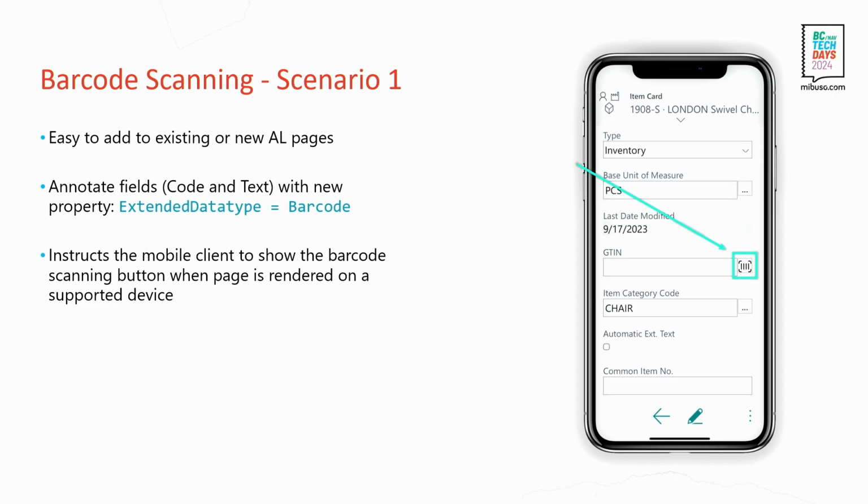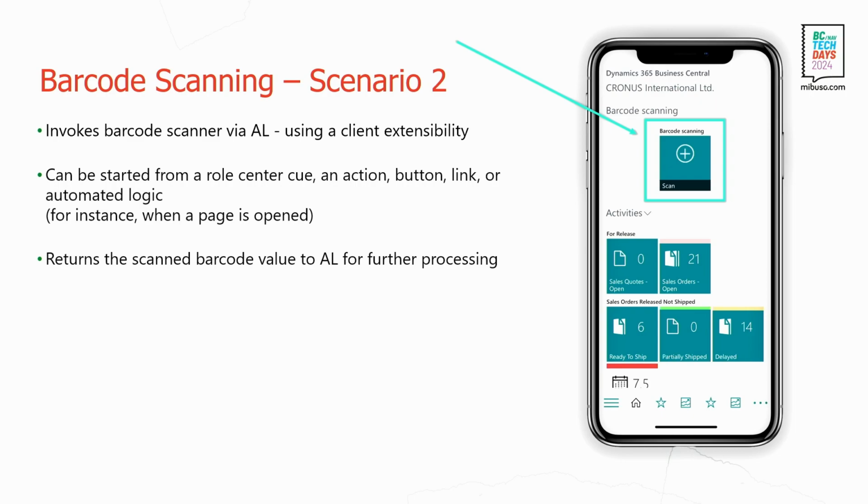Maybe just, perfect, nice, thank you. So scenario number 2 invokes the same capability that you've seen previously. It's just that we made it extensible, and you have to code specific AL code for that. It can be started from a role center queue, an action, a button, a link, or some automated logic. For example, when a page is opened, and then when you scan something, it will return the scanned barcode value to AL for further processing, and I also have a demo for that.